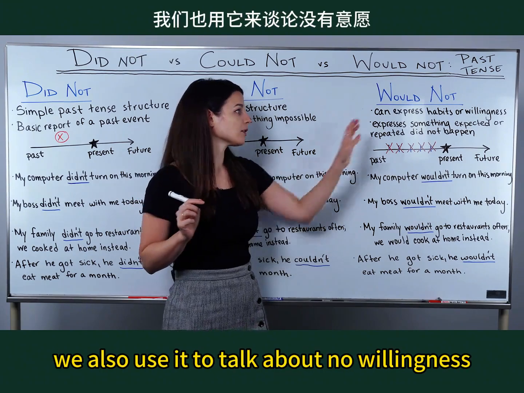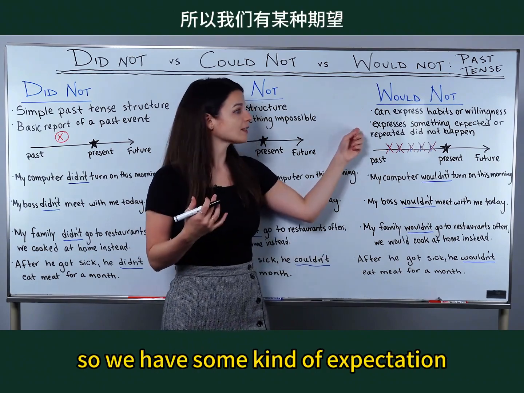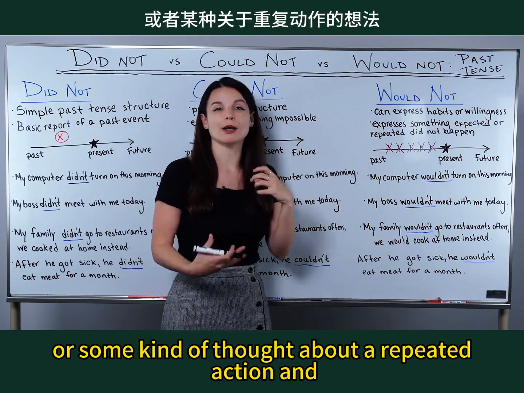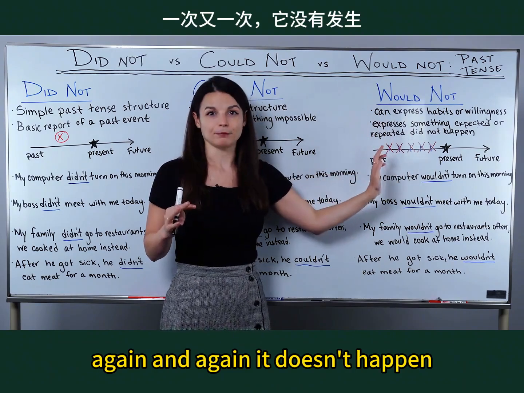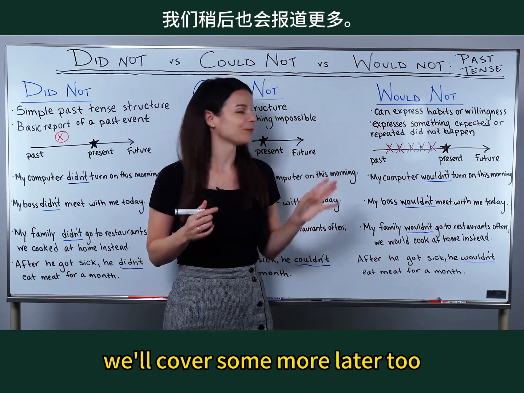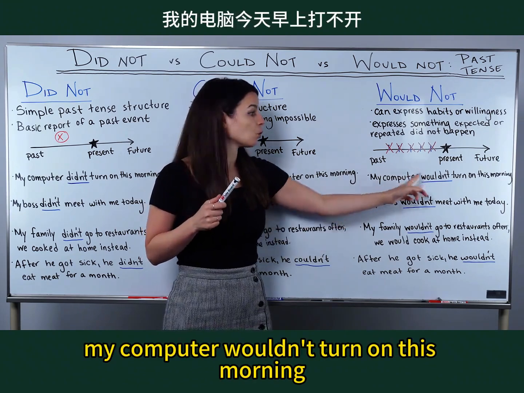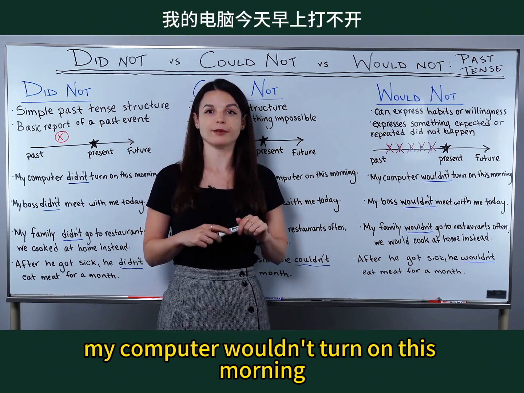So we have this kind of image to represent this idea, something we would not do at repeated intervals in the past. We also use it to talk about no willingness. So we have some kind of expectation or some kind of thought about a repeated action, and again, it doesn't happen. So let's look at some examples of this. We'll cover some more later too. The first one I want to look at is this. My computer wouldn't turn on this morning.